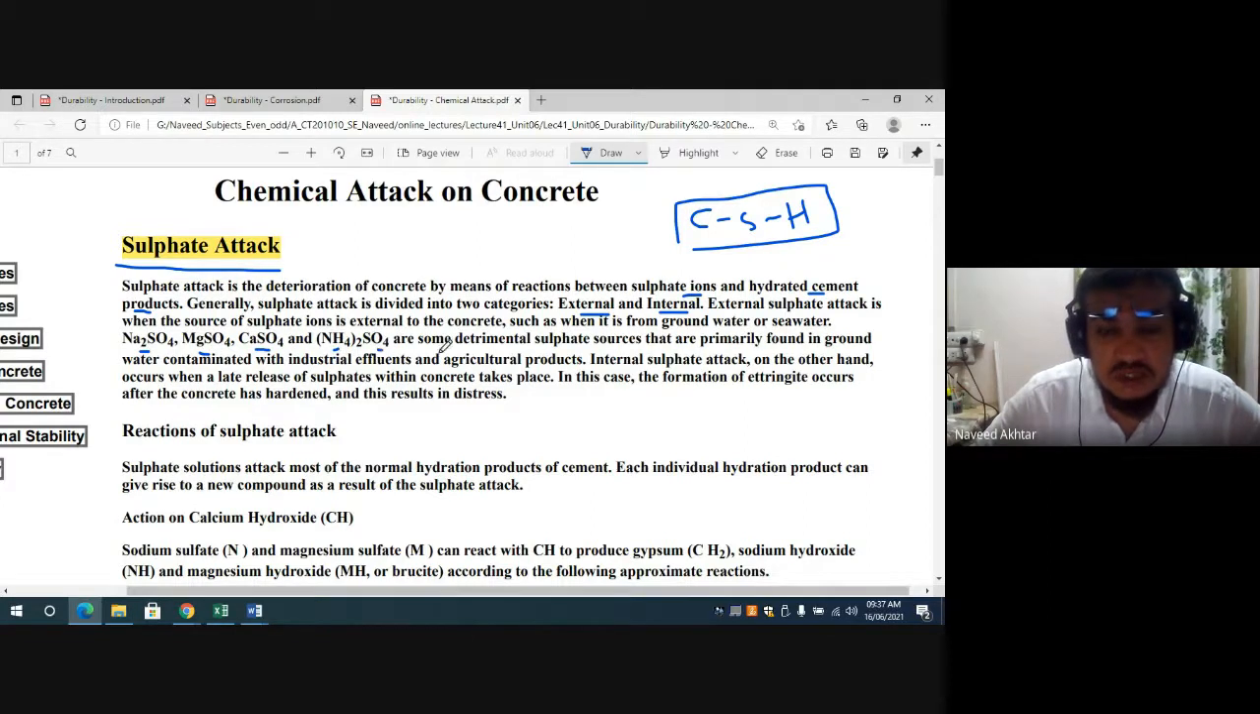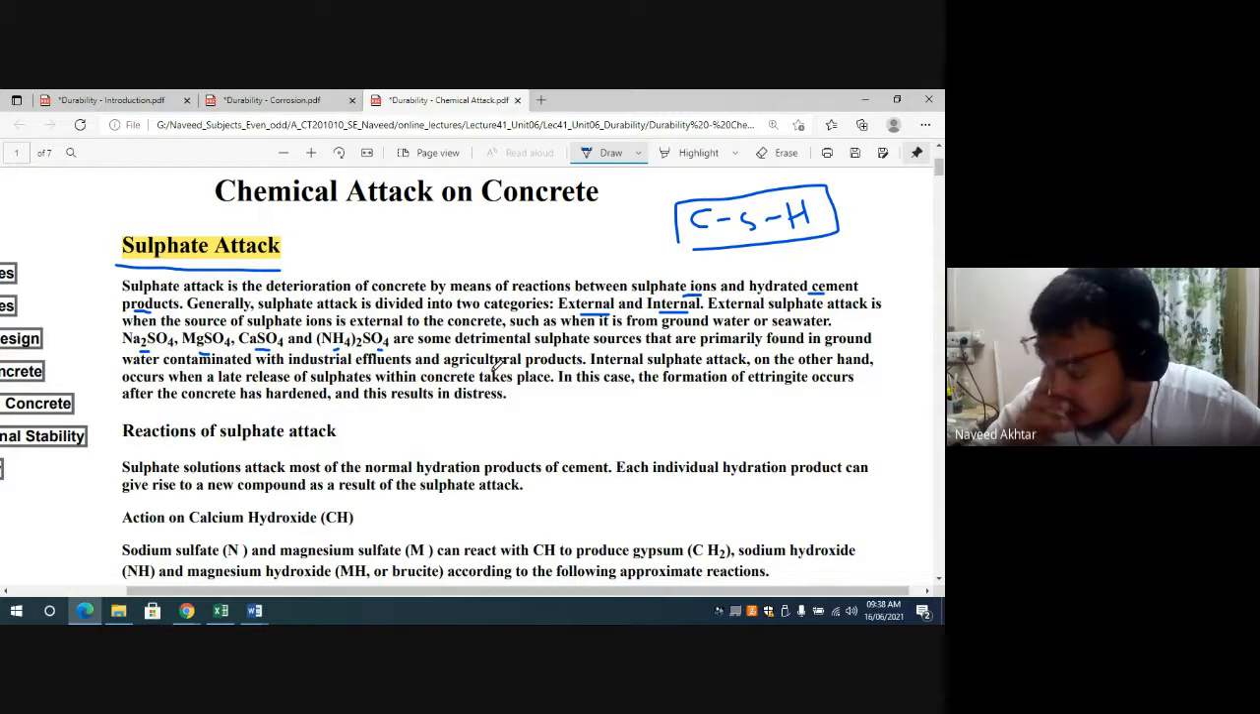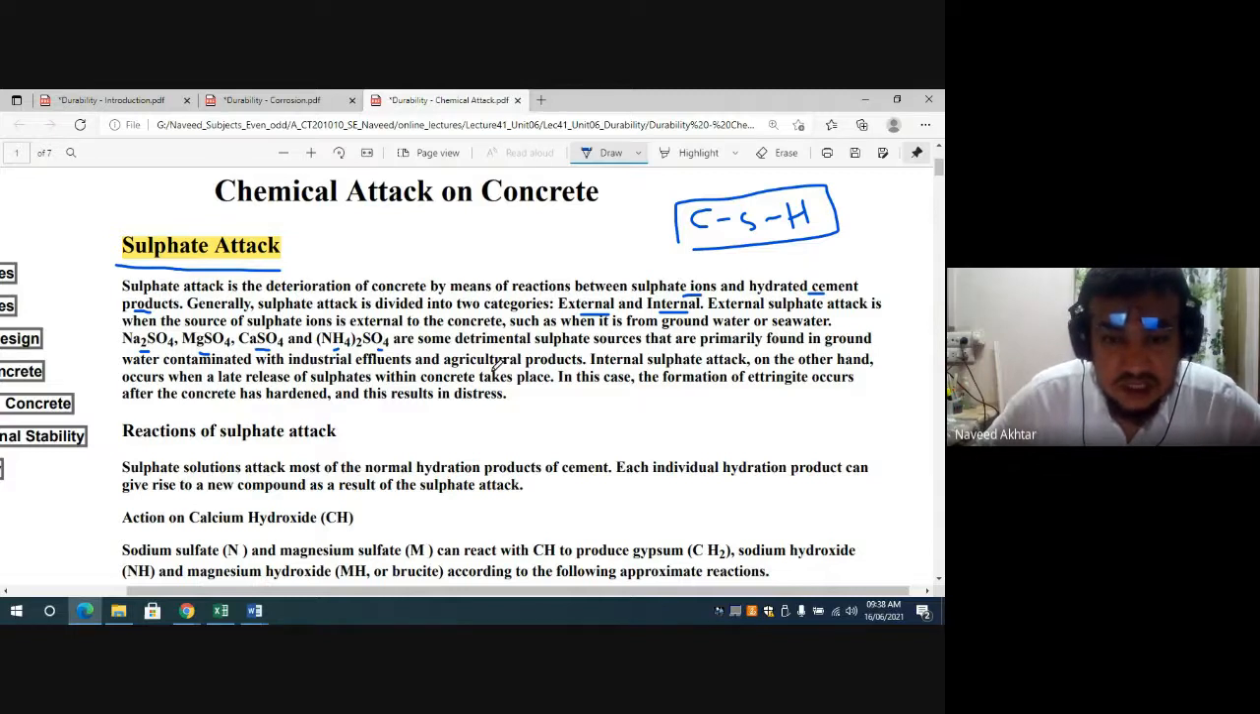(NH4)2SO4 are some detrimental sulfate sources that are primarily found in the groundwater contaminated with industrial effluent and agricultural products. So these sulfates come from different sources and are available in the ground, and they will attack the concrete, and that will be detrimental to the concrete.